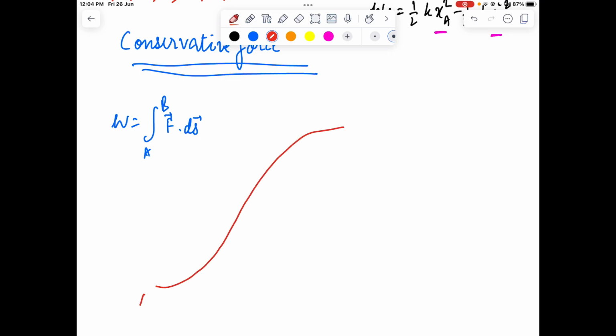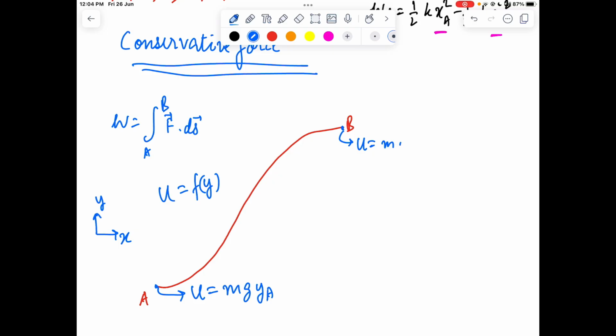So we have position A and position B, and let's say we define U as a function in y. At this point A, U takes the value of mgyA, and at the point B, U takes the value of mgyB. In this case we can define the work done as simply the negative of the change in this function, right? So we have negative of mgyB minus mgyA.